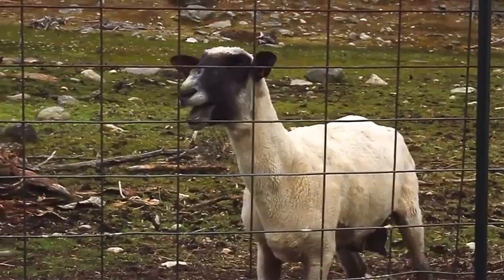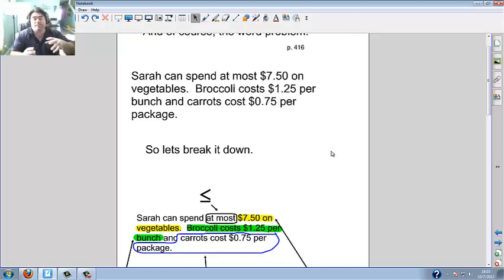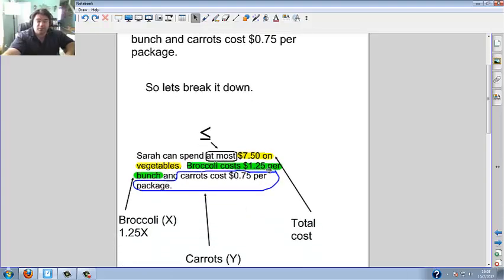Word problem. Sarah can spend at most $7.50 on vegetables. Broccoli costs $1.25 per bunch and carrots cost 75 cents per package. Let's break it down. The most you can spend is $7.50. Now, some of you young people may not realize, but you don't have to always spend all your money at one time. So it is possible to spend less than what you have. So less than or equal to is a good thing.